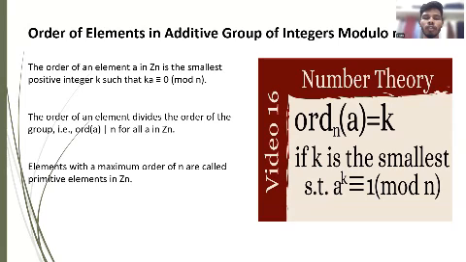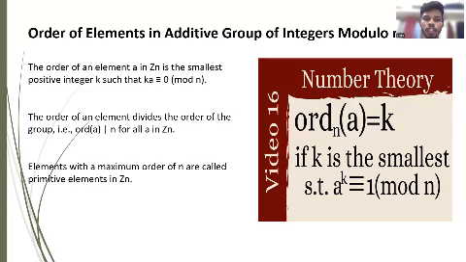So next we'll move on to the order of elements in the additive group of integers modulo n. The order of element a in Zn is the smallest positive integer k such that ka is congruent to 0 mod n. The order of an element divides the order of the group, such that the order of a divides n for all a in Zn. That means the order of a will divide n.